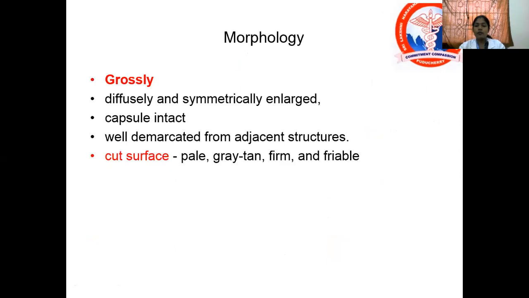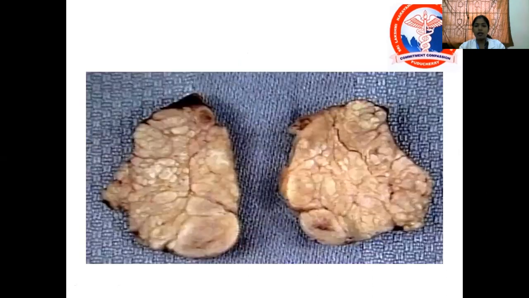Morphologically, the thyroid is diffusely and symmetrically enlarged. The capsule is intact. The thyroid is well demarcated from the adjacent structures. On cut surface, the thyroid is pale, grey tan, firm, and friable. This is the gross picture of a thyroid with Hashimoto thyroiditis.